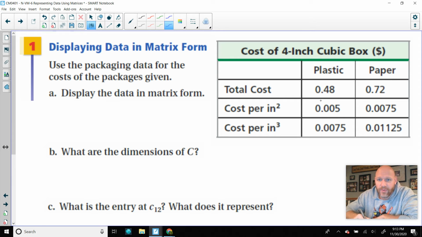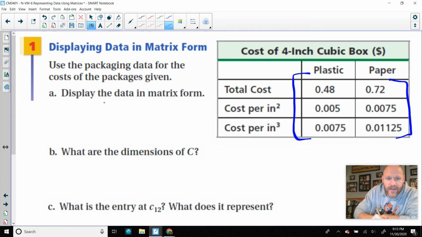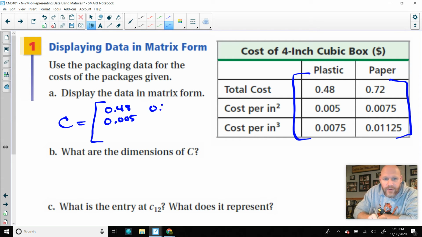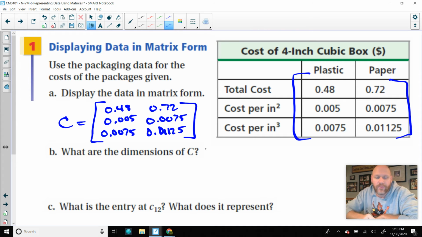If we look at these, first of all, we're going to create a matrix. It says display the data in a matrix form, so we're just going to put brackets around it. Over here, I'm going to rewrite the matrix, and they want us to call it matrix C. So matrix C equals 0.48, 0.05, 0.72, 0.0075. We'll put a bracket over here, and we'll put the other ones in, and the last one. That would be me redrawing the matrix.